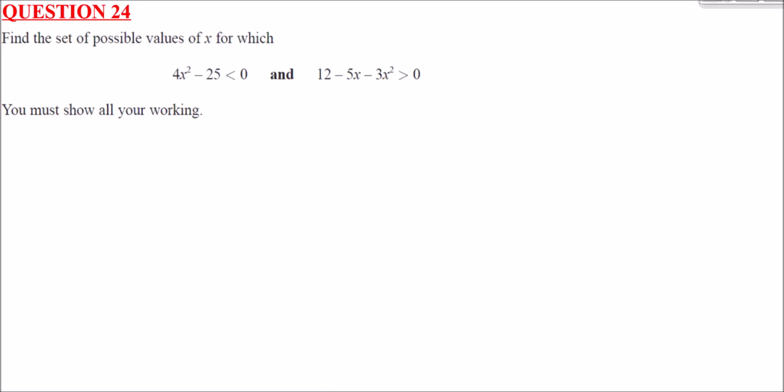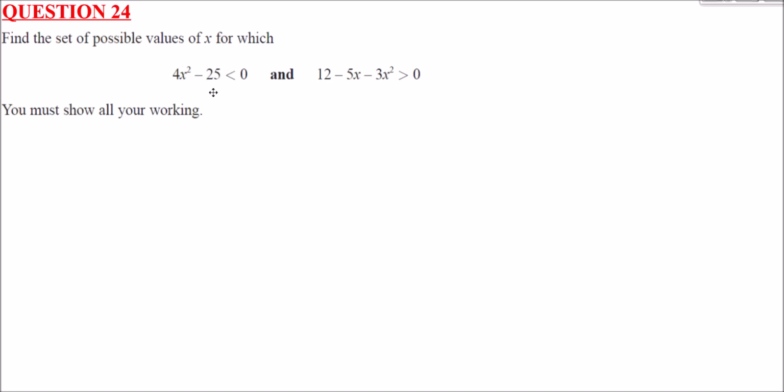Finally, question 24, the last one on the entire paper. So we need to find the set of possible values of x for which 4x squared minus 25 is less than 0, and, simultaneously, 12 minus 5x minus 3x squared is bigger than 0, showing all working, of course. So let's just take this step by step.